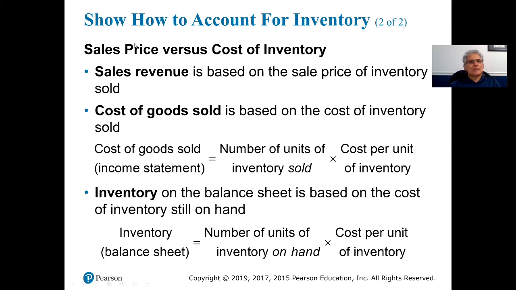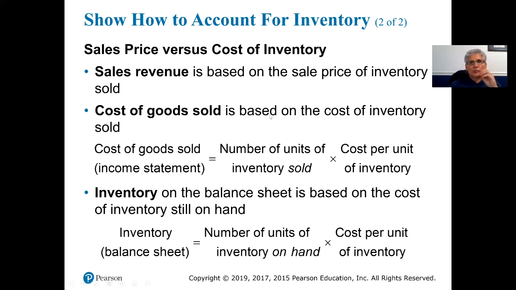So this is what is sometimes confusing for most, the sales price versus cost of inventory. Sales revenue is computed by taking the sales price of the inventory that is sold. But let's make it very clear, it's what was sold and what it was sold for. So this is going to impact either cash or accounts receivable, cash if it's sold for cash, or accounts receivable if it's sold on account. And then it's going to impact sales revenue. So that's where the sales price is used to compute the sales revenue.